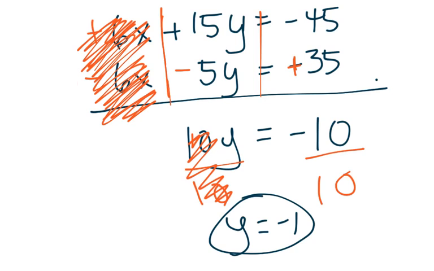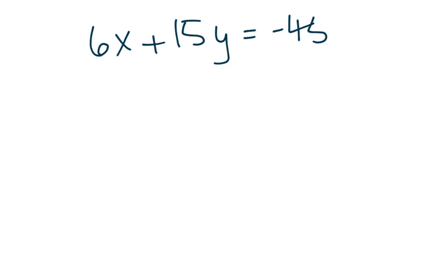So we have to use the y and plug it back in for the y to find the x. It's kind of hard to say, but it's not that hard to do. Let's just pick one of the equations now so I don't have to rewrite both of them. I'll pick the top one again. So I'm going to rewrite it. It was 6x plus 15y equals negative 45. And what we know is that y equals -1. So instead of writing a y, I'm going to write a -1.